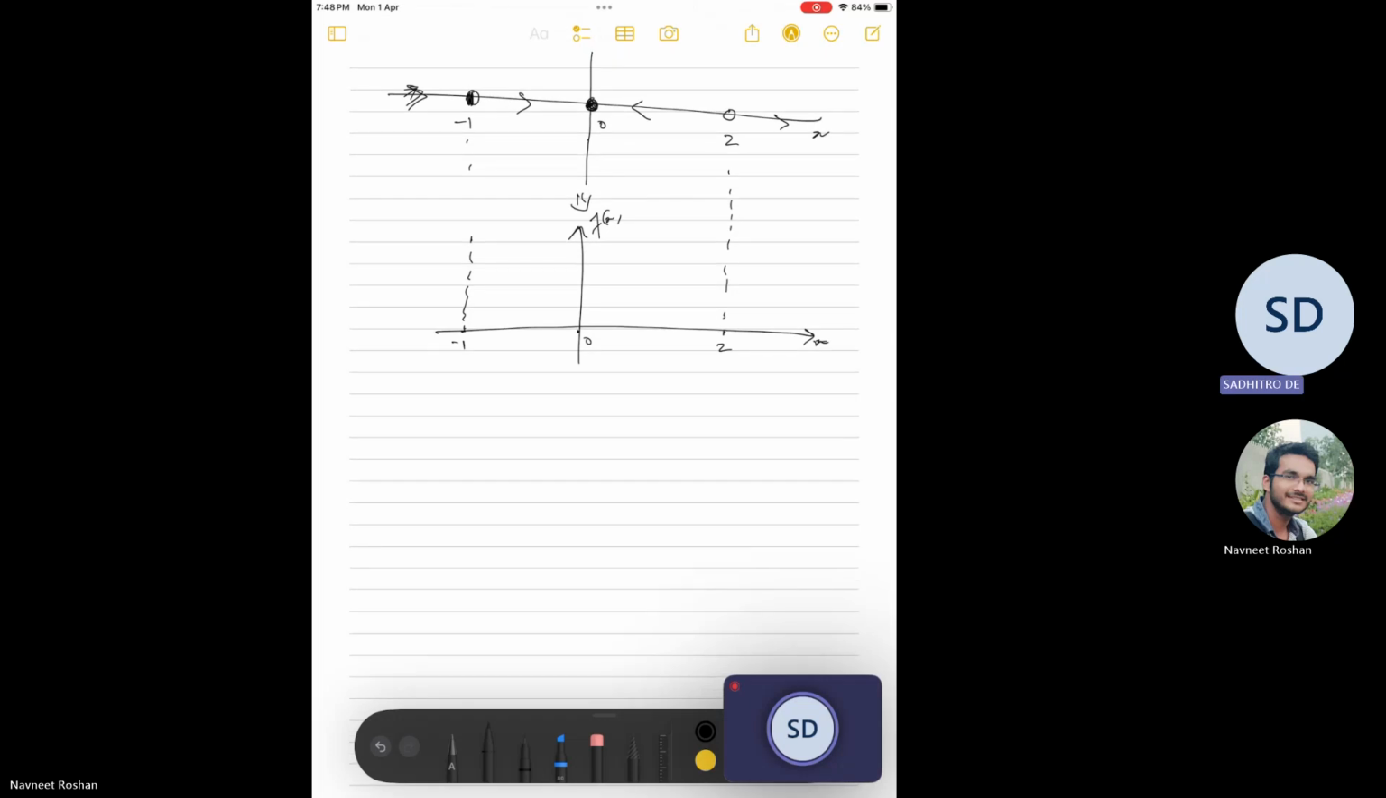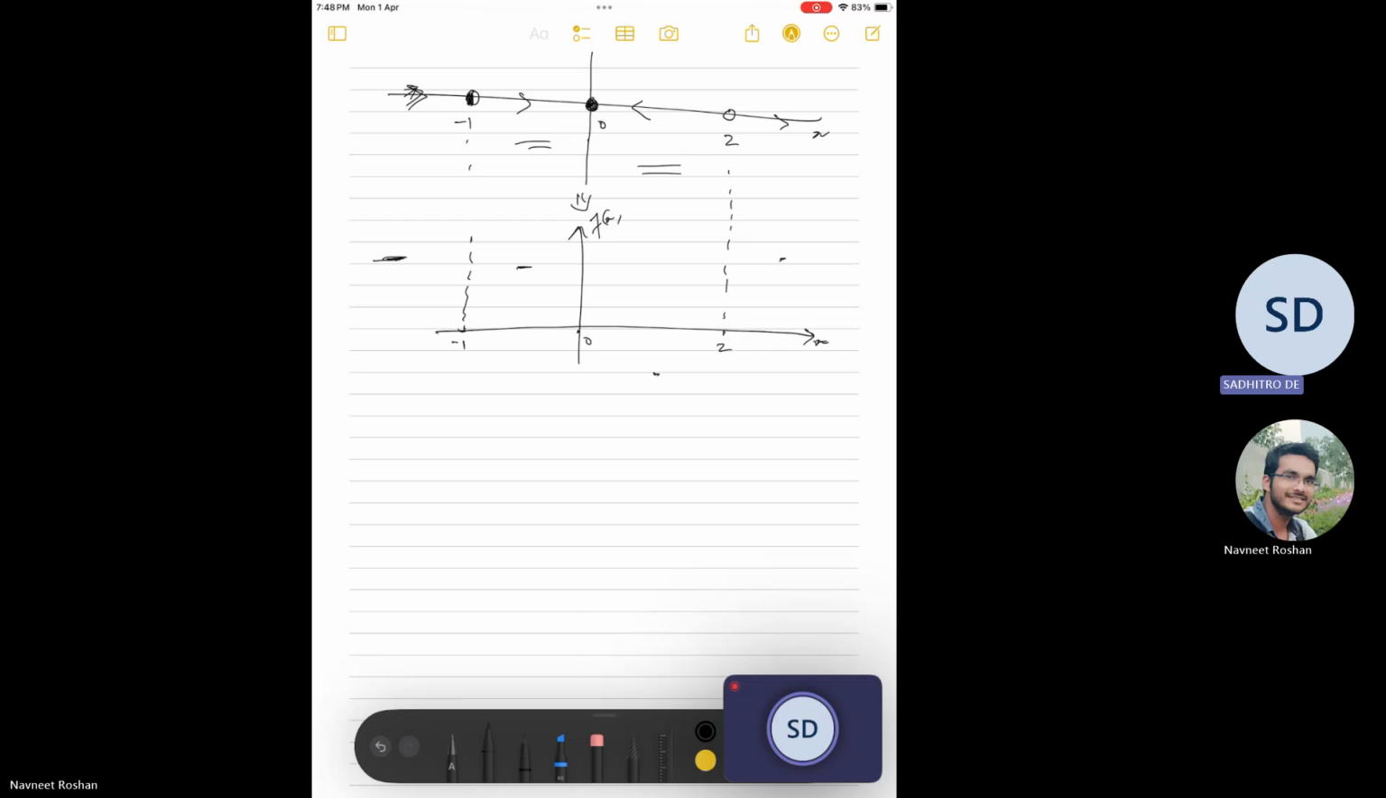Okay, now in this particular interval the flow is towards the left. That means here the f of x should be negative, and here f of x should be positive because the flow is towards the right. In this interval again the flow is towards the right, so f of x is positive. Here also flow is towards the right, so it is positive, and here the flow is 0.